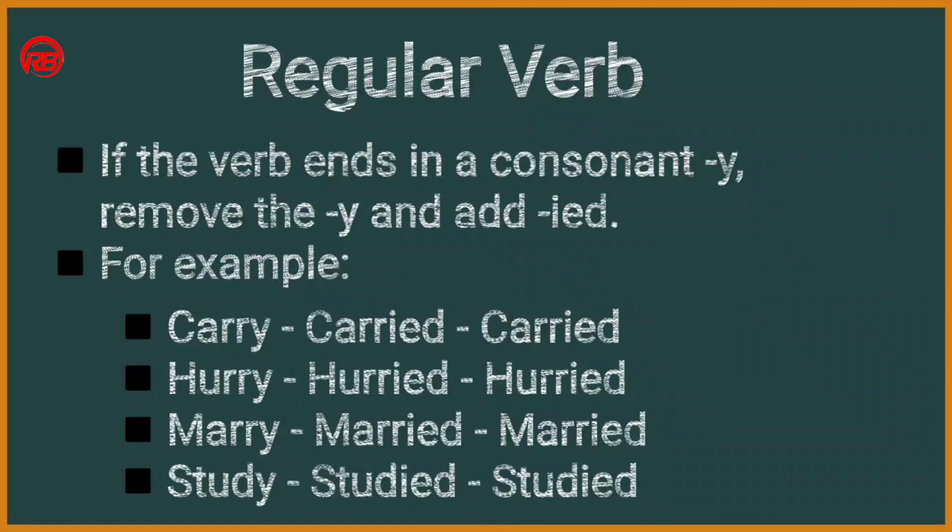If the verb ends in a consonant plus Y, remove the Y and add IED. Here I have given carry, hurry, marry, study. All the words end in Y. So we have to remove the letter Y and add IED. Carried, hurried, married, studied. The verb 2 and verb 3 will remain the same.